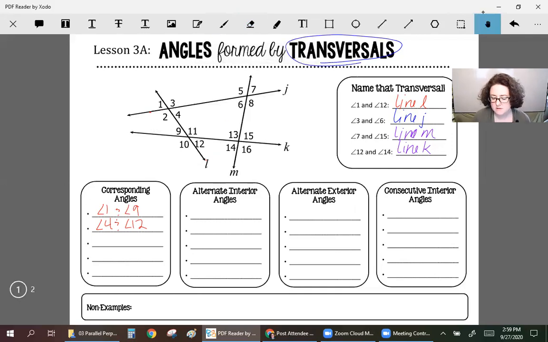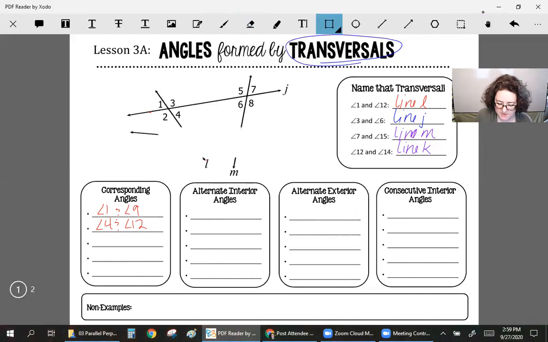Again, let's look along transversal J now. So let me cover up this piece. Okay, so along transversal J, let's try this with angle 3. So angle 3 is in the top right portion of the intersection. So the other intersection along J, the 5, 6, 7, 8 intersection, what angle is in the top right? Well, we're looking at angle 7. So angle 3 and angle 7 are corresponding angles.